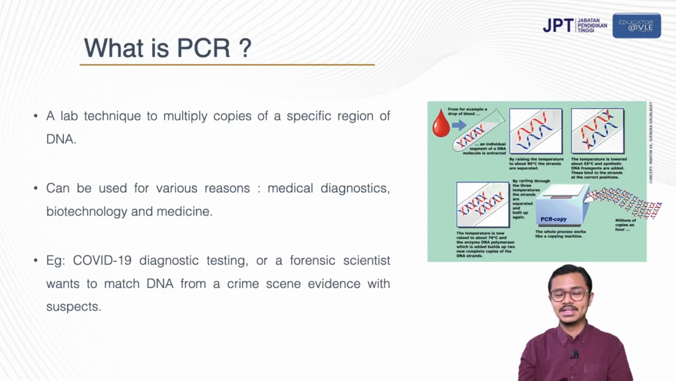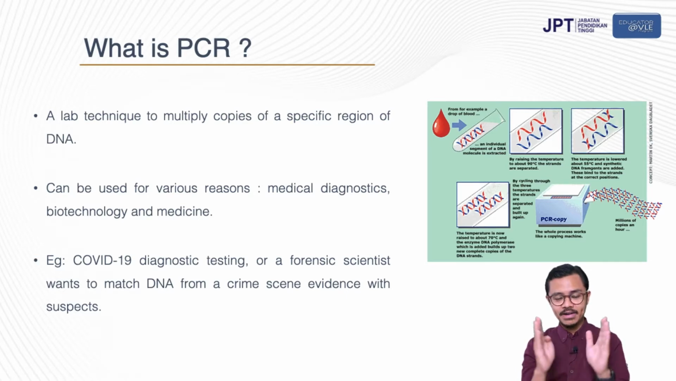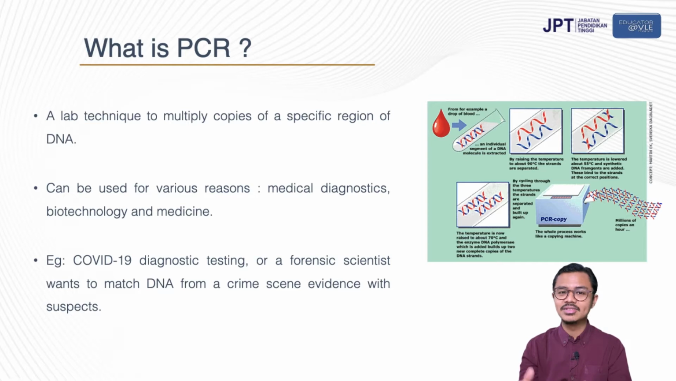So what is PCR? PCR, Polymerase Chain Reaction, is a laboratory tool that is used to multiply copies of a particular fragment in the DNA. So it is a tool to multiply millions or even billions of copies for certain uses. For example, the DNA region by itself that we want to multiply can be used for detection purposes, medical diagnostics, biotechnology and medicine.